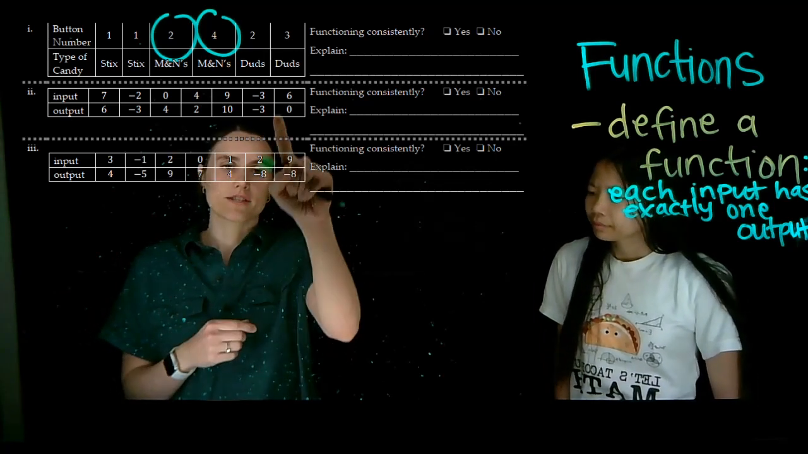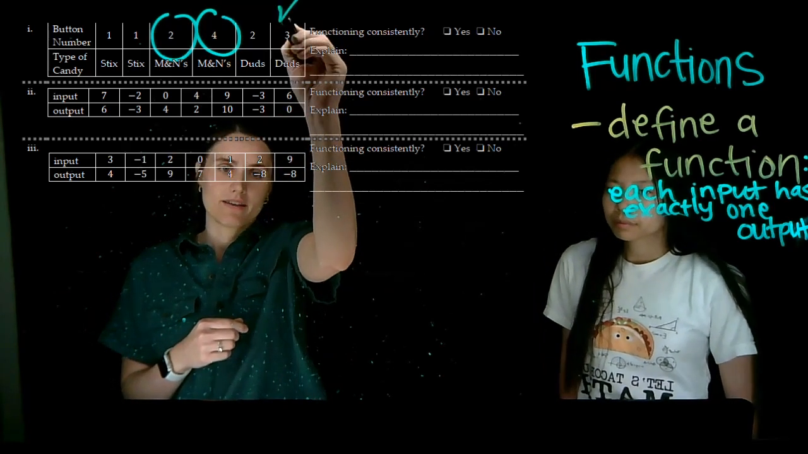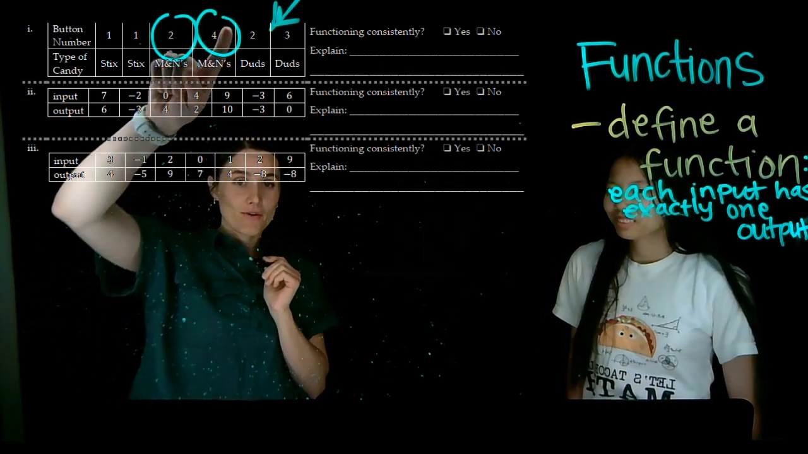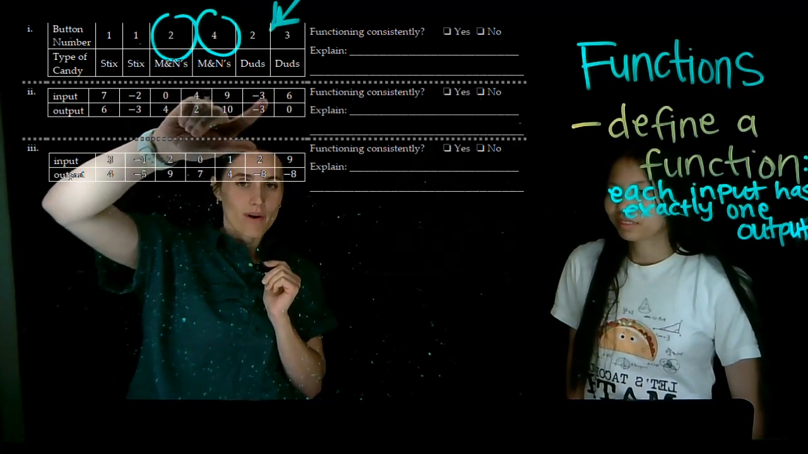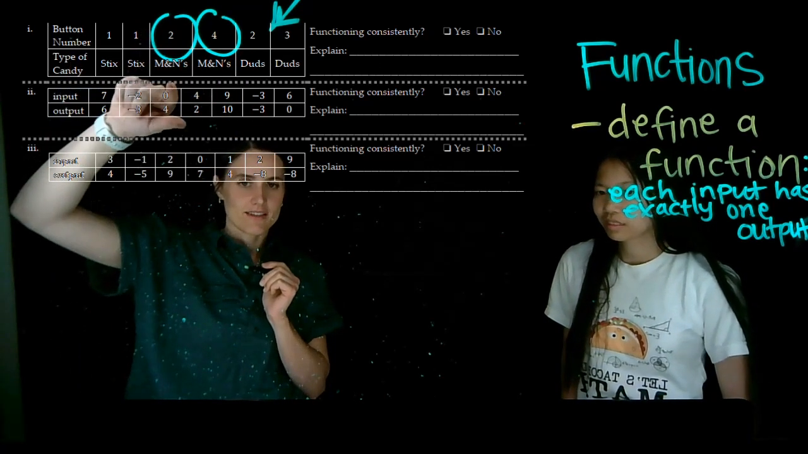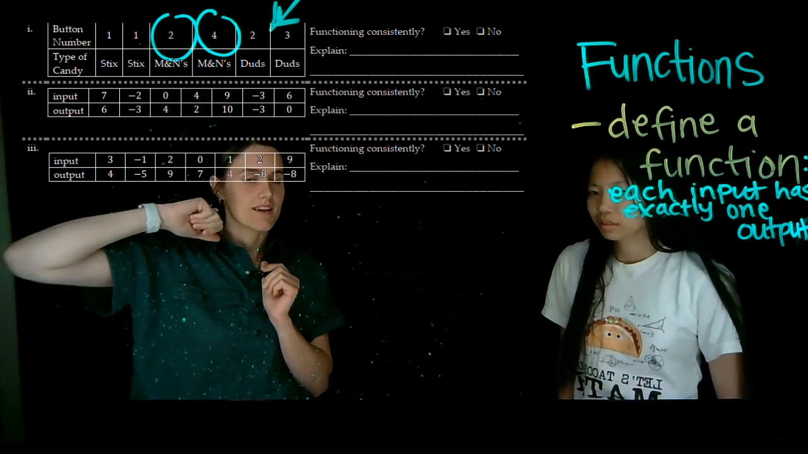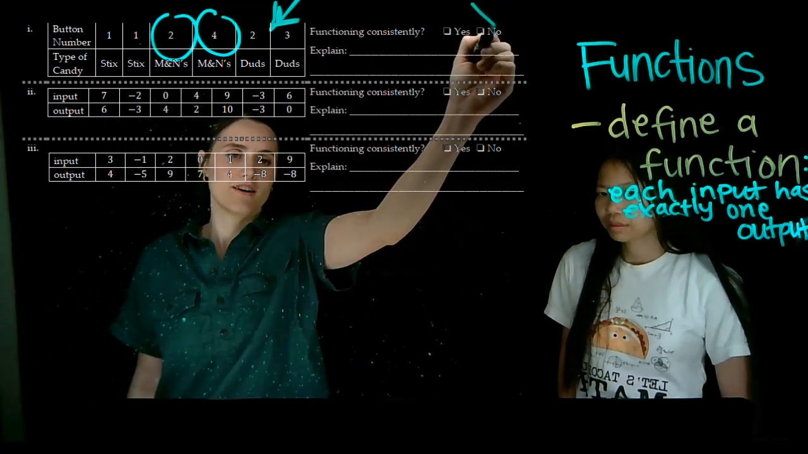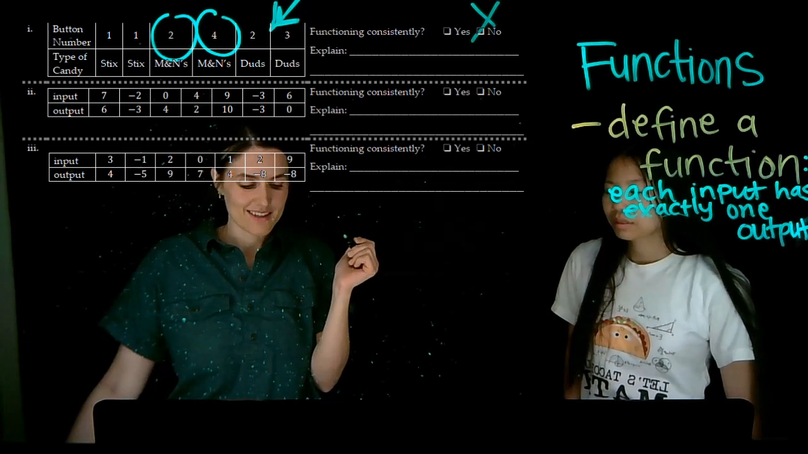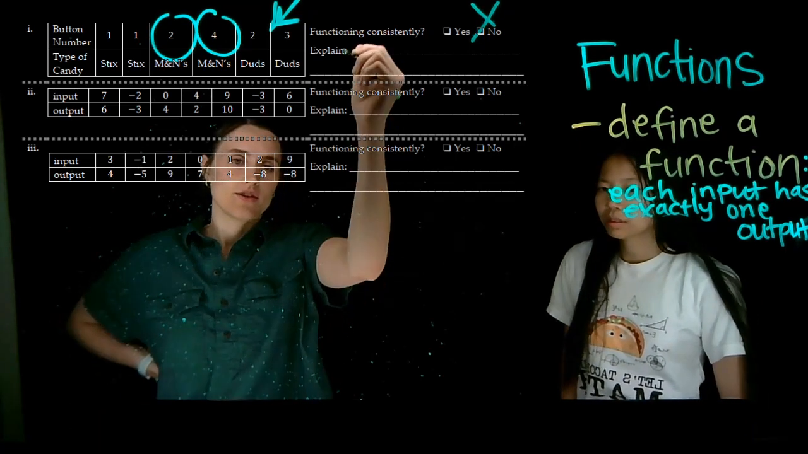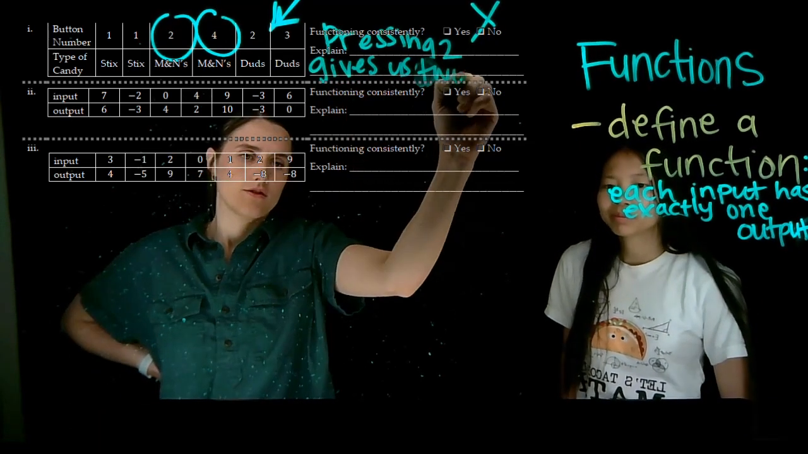Okay, and then we come over to this example right here. So if we press 2, it now gives us Duds. But when we press 2 over here, it gave us M&Ms. So is this function consistent? No. So we can say that it's not consistent because pressing 2 gives us 2 candies.